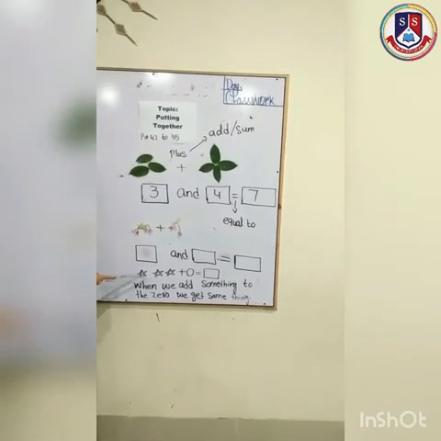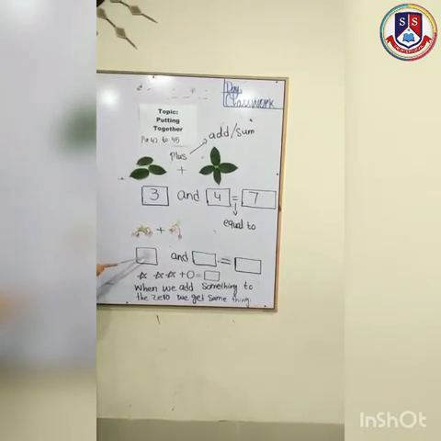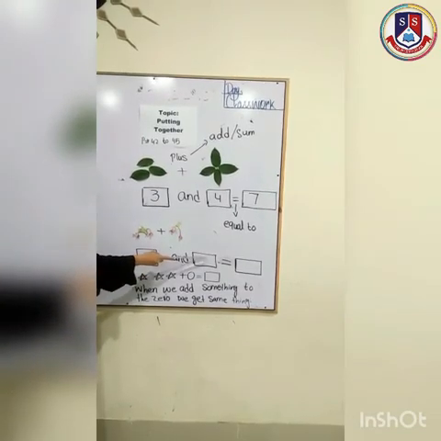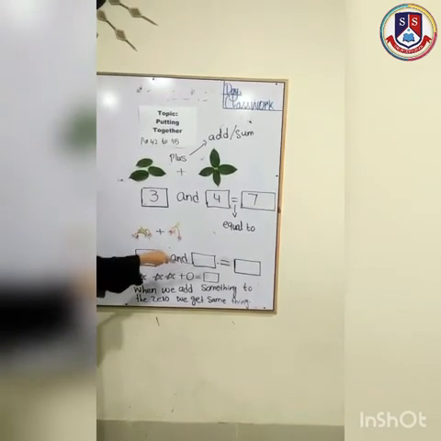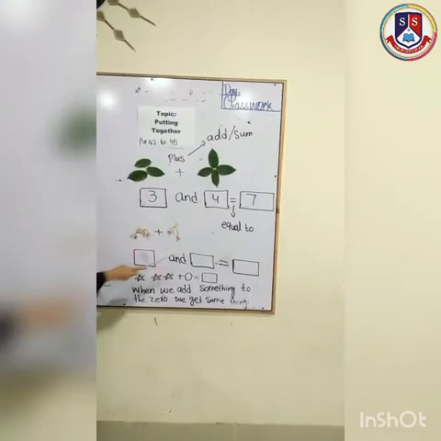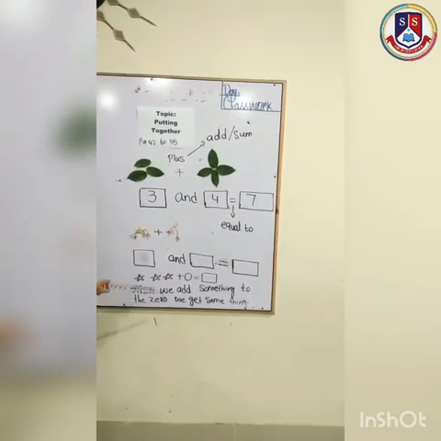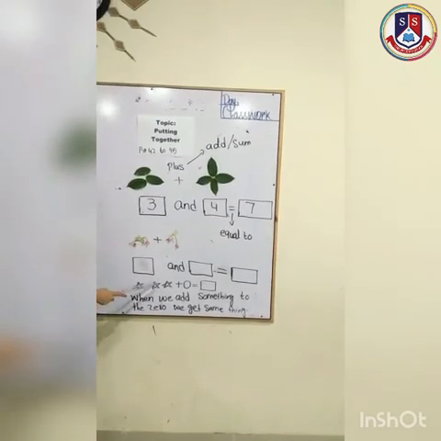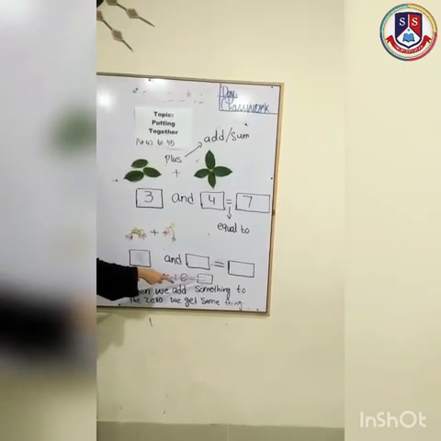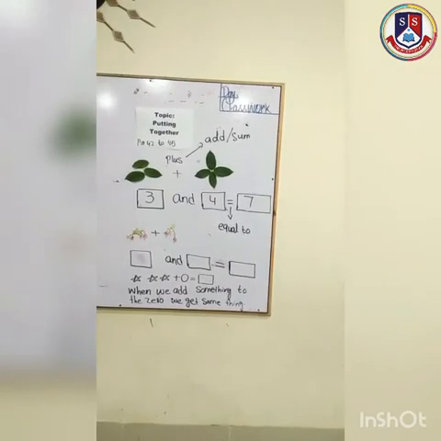How many stars are here? There are 3 stars, 1, 2, 3 on the left side, and there is 0. You will put 0 here. 3 plus 0 is equal to 3. It means whenever you add something to 0, we will get the same thing. 1, 2, 3 plus 0 is equal to 3.